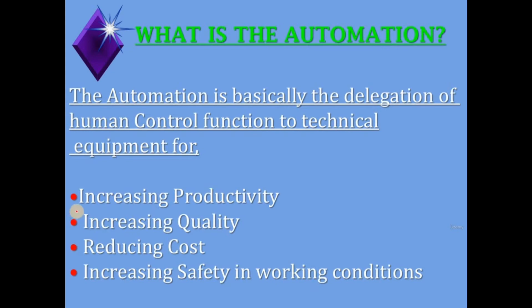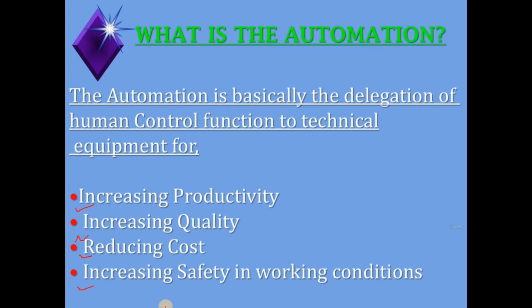The reason is that, as we know, if you are using automation, the process will happen automatically. Due to that, we don't need to go there, we don't need to visit that particular section. Just by sitting in a single place, we can supervise everything which is available in the plant. So all these things are possible only by using automation.